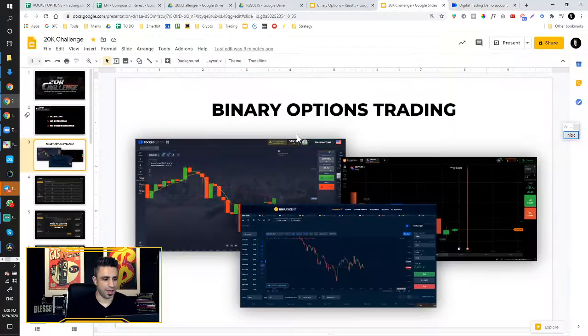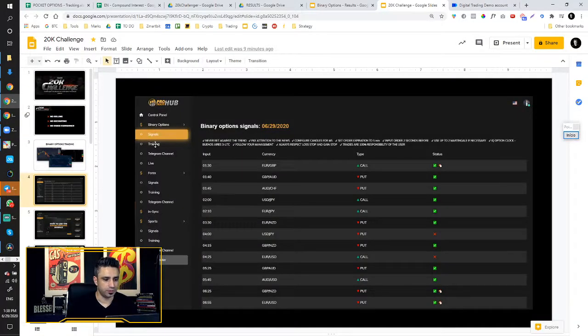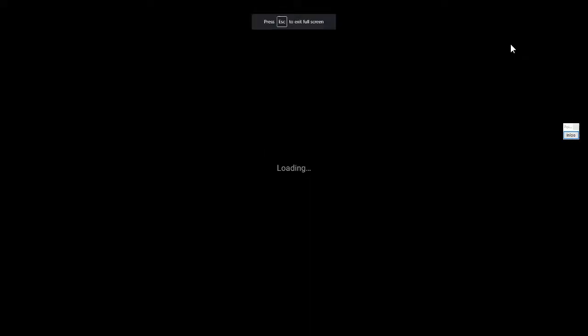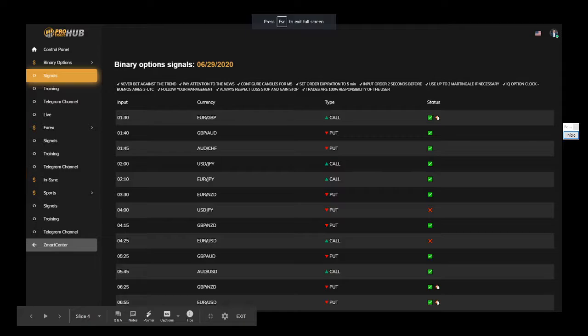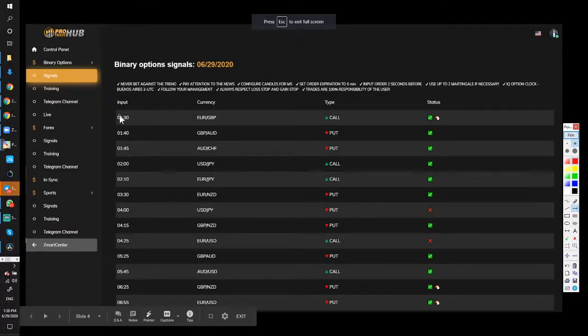So this is what we have, okay? The Pro Trade Hub, which has the binary option signal service, and this is basically a prediction of the market. As you can see here as an example, I'm just going to expand my screen right here so you can see a little bit better. We have the time, we have the pair, the currency, euro, pound, and if it's going to be up or down. Call is up and down is put, and green obviously is a winning trade.